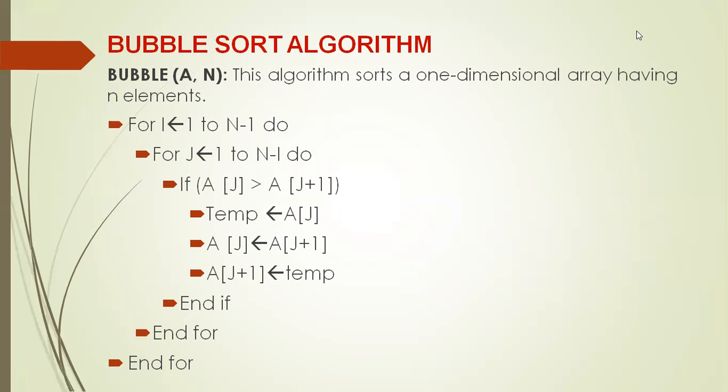So in that case, a1 is compared with a2. The next value of j will be 2, so a2 is compared with a3, and the third value of j will be 3, so a3 is compared with a4. So when you finish this step, the second highest element will go to the fourth place.